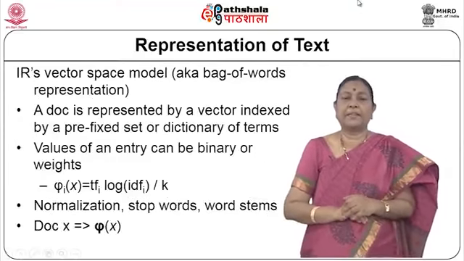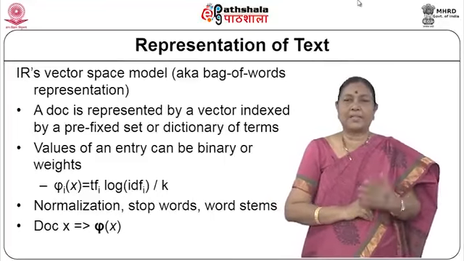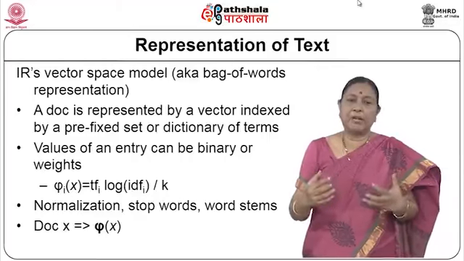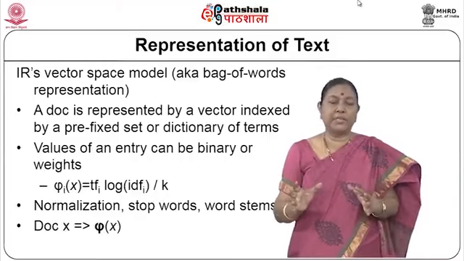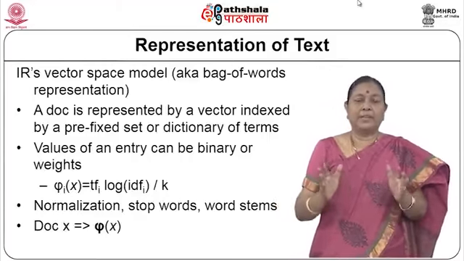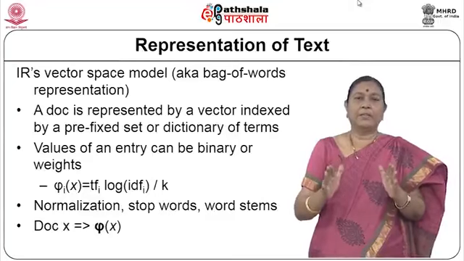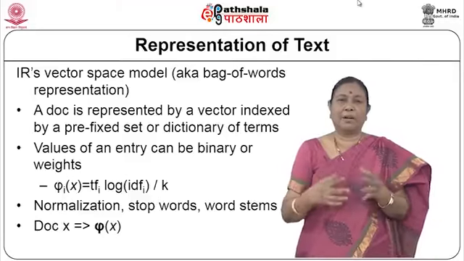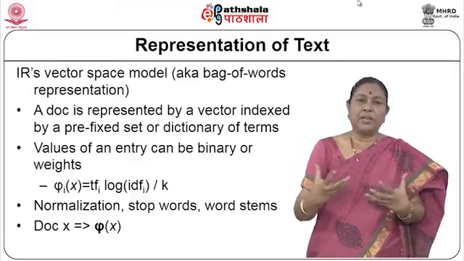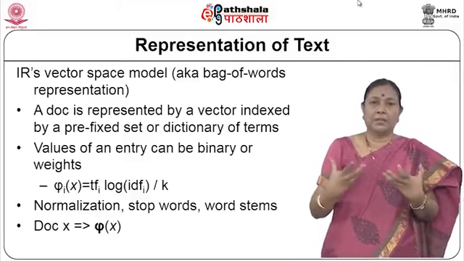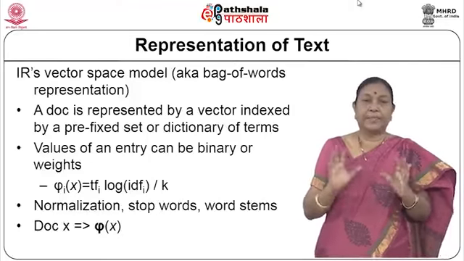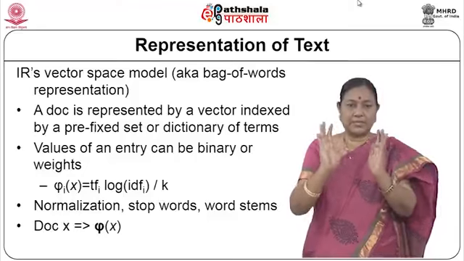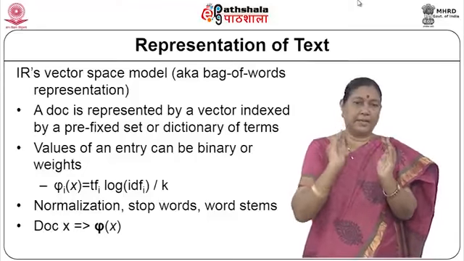So, how do you represent the text? IR's vector space, that is, information retrieval's vector space model, which is nothing but the bag of words representation. What we do here is we take a document and represent it by its frequently occurring words. We remove the stop words, such as "the" and "of", which do not contribute to the content of the text. Then the frequently occurring words are the words that represent that particular text.